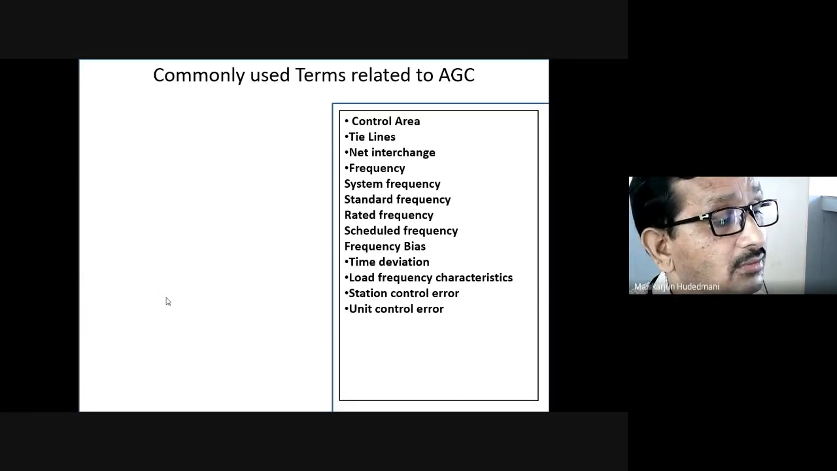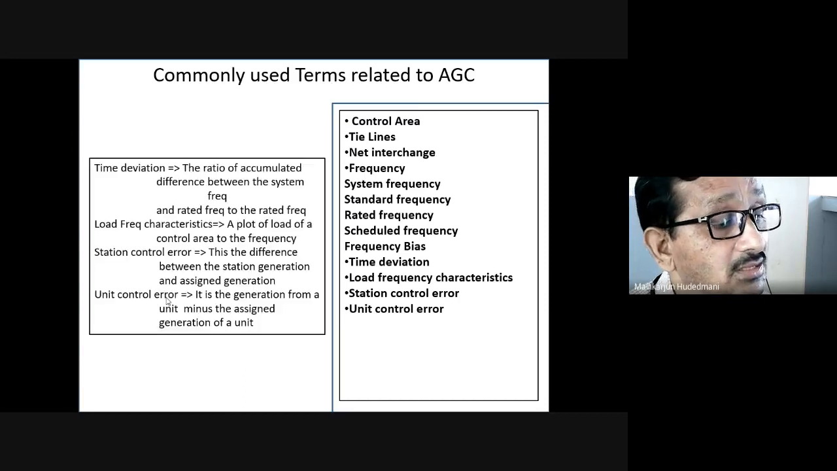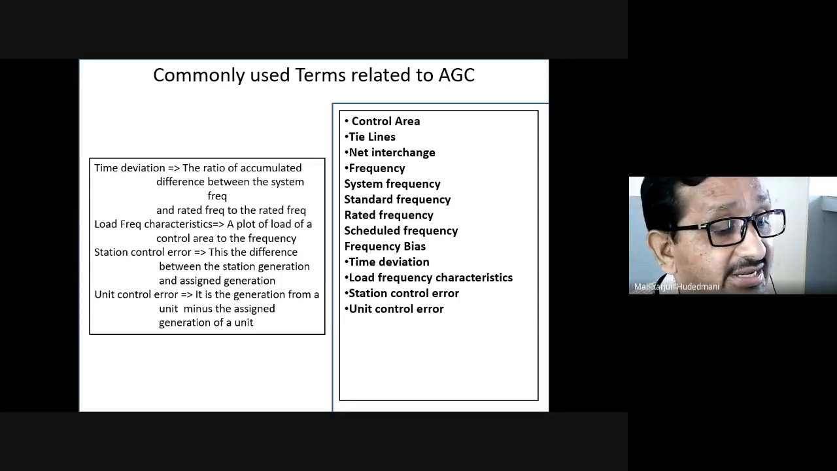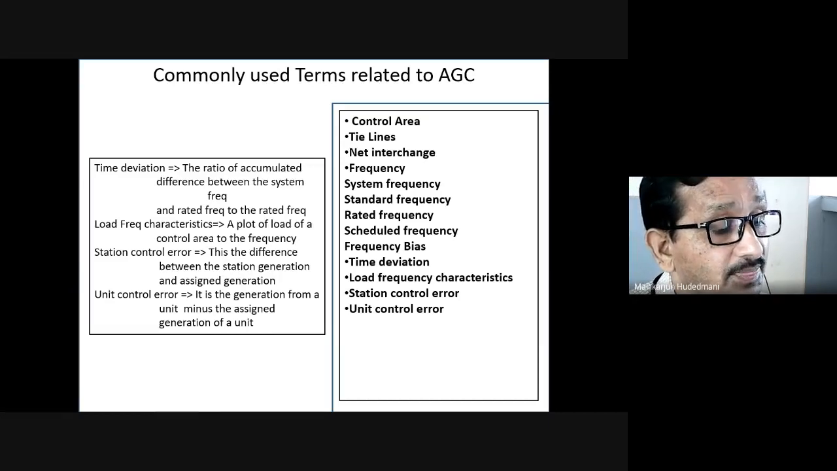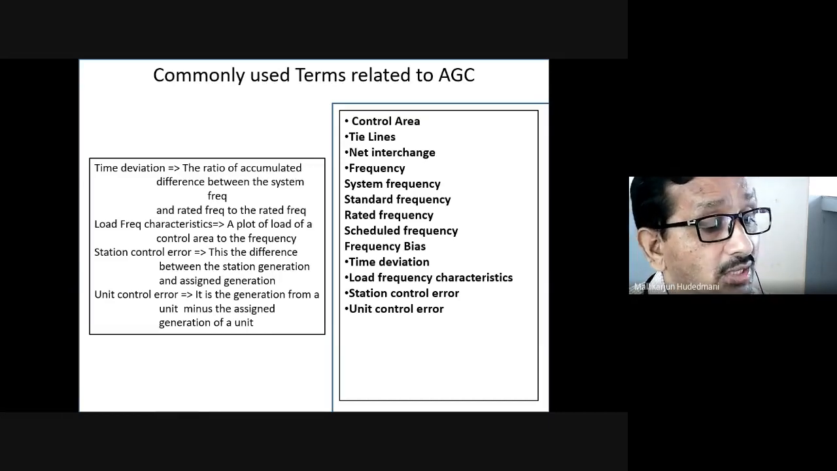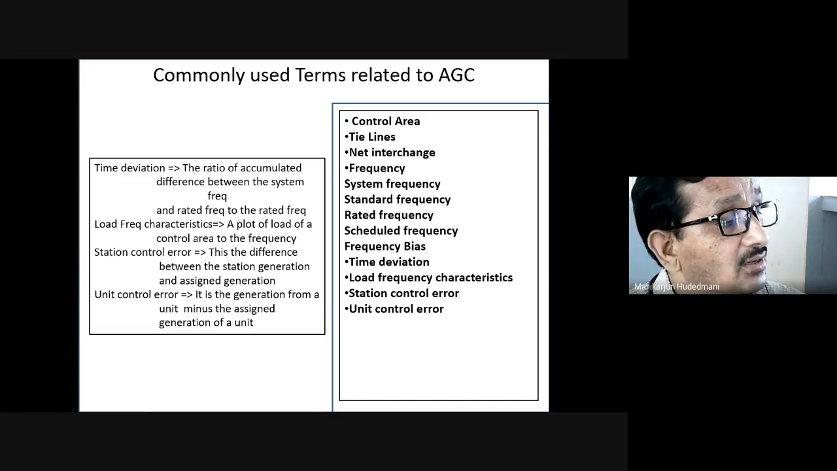Next we have time deviation and load frequency characteristics, station control error and unit control error. So these are three more points. Let us put some light on this and we'll make it final.